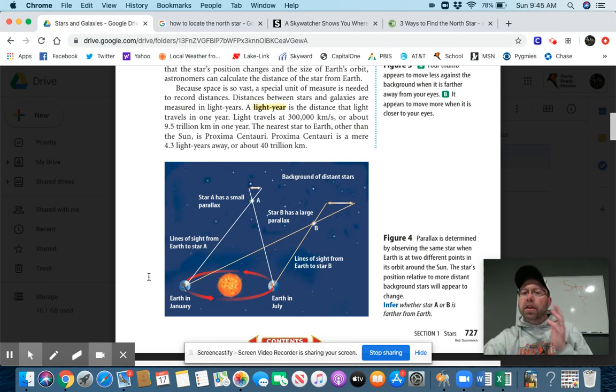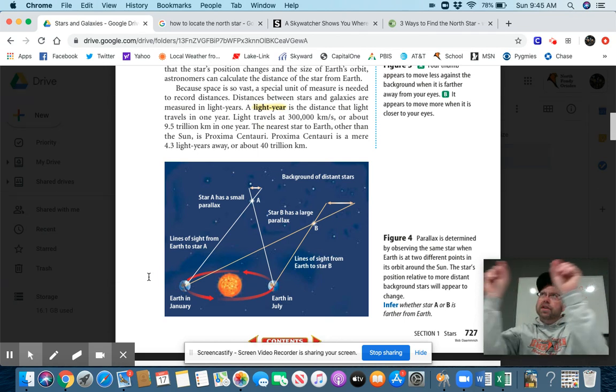So you look at the star, compare it to the background stars, let's say in summer when we're on one side of the sun, and then you look at the same star and compare it to the background, maybe in winter when we're on the other side of the sun. And what we do then is you measure how much it appears that the star has changed compared to its background based on our change in orbit.